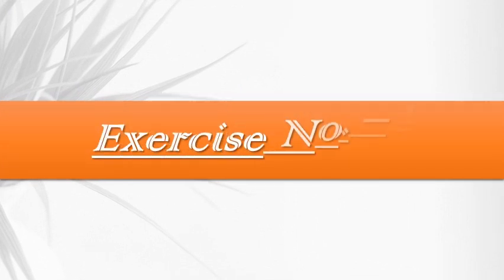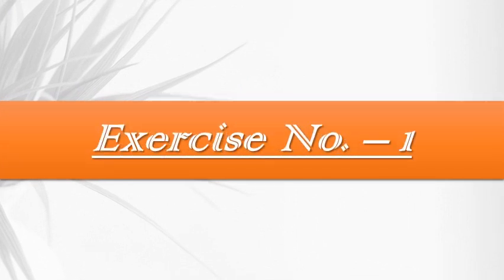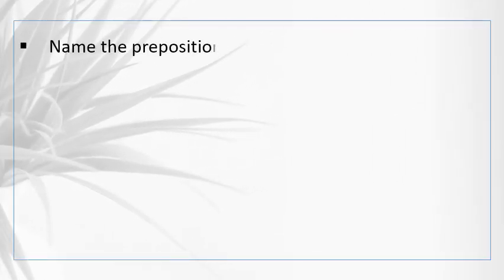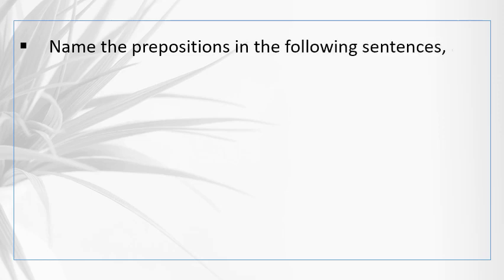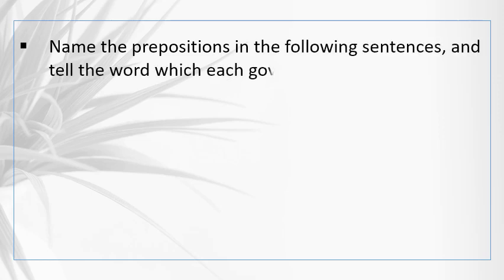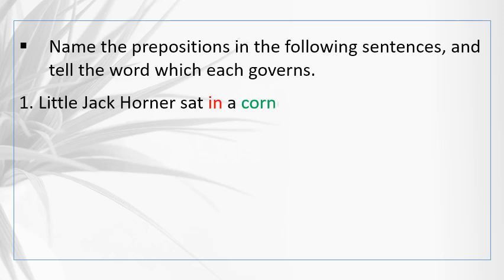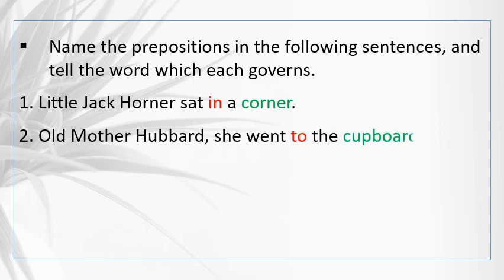So now let us discuss exercise number 1 in detail. Name the prepositions in the following sentences and tell the word which each governs. Number 1 is: Little Jack Horner sat in a corner. In this sentence, the noun corner is in the accusative case governed by the preposition in. Number 2: Old Mother Hubbard, she went to the cupboard. In this sentence, the noun cupboard is in the accusative case governed by the preposition to.